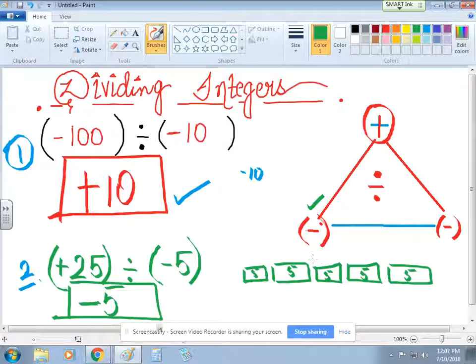Here again, I need to make sure that my division is correct. I need to make sure that my sign is correct in order to get full credit. So I hope I'm making some sense, students. I'm repeating again, this triangle works very well with division and multiplication both. And it comes very handy when you're dividing and multiplying integers. I hope you understood.